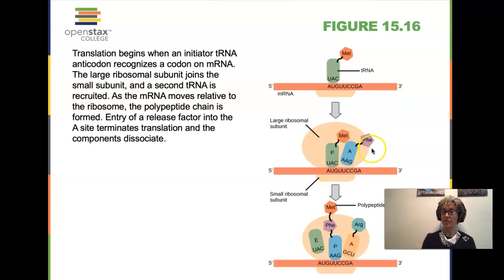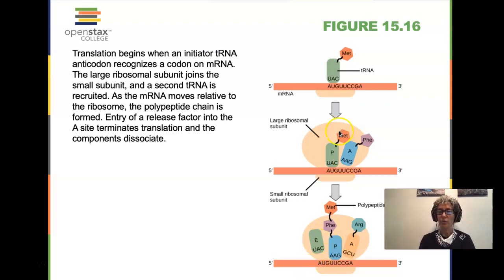This is the second amino acid, so the peptide bond happens so that methionine, the first amino acid, is peptide bound to phenylalanine. We see that the peptide bond is happening from here to here because those two amino acids are connected to this AAG tRNA. The ribosome literally ratchets over one codon.